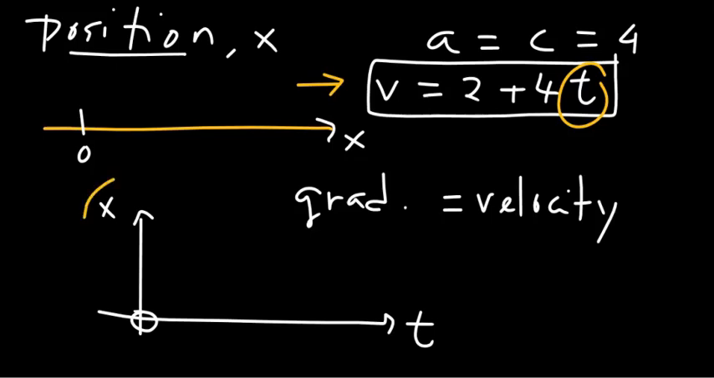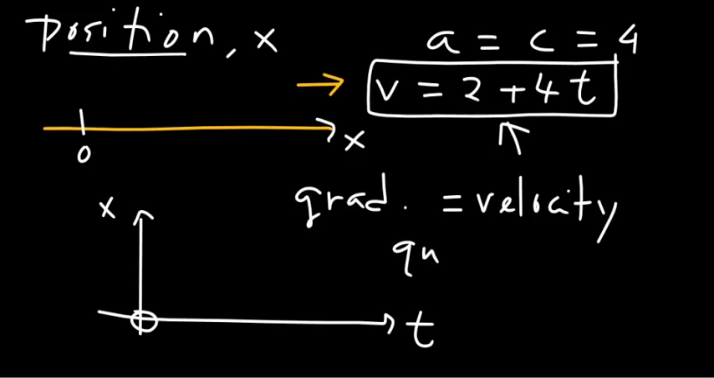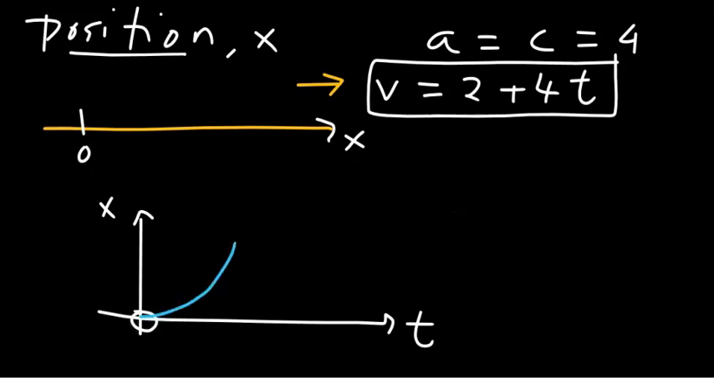So that means the gradient of the x-t graph is a linear function of time. So the x-t graph itself must be a curve. What kind of curve should this be in order for its gradient to be a linear function of time? There's only one answer. It should be a quadratic curve, for example, a curve like that. An equation that describes such a curve is quite simply x equals half acceleration t squared.